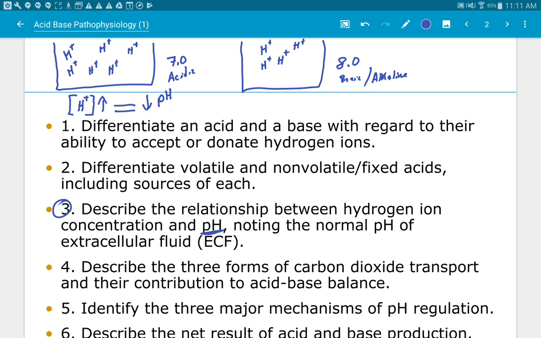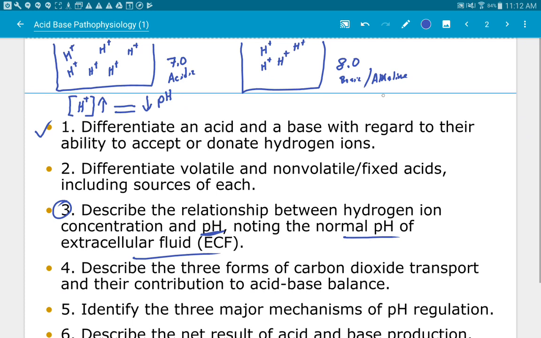Good. I think you guys asked some really good questions there. So we got number 1 done, I think, right? Differentiating an acid and a base with regard to their ability to accept or donate. Done. Describe the relationship between hydrogen ion concentration and pH. Yep. Now we got to note the normal pH of extracellular fluid. I bet you guys know this one based on just being around the clinic. What's our normal pH of extracellular fluid? You nailed it, 7.35.